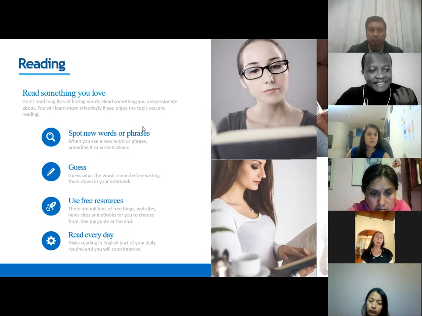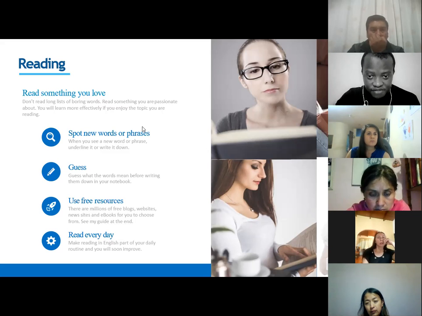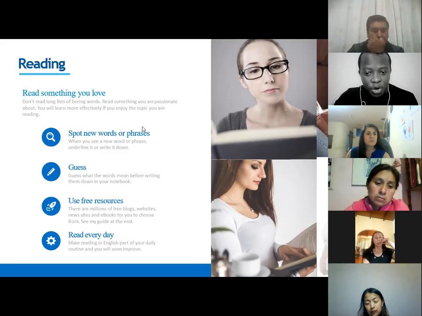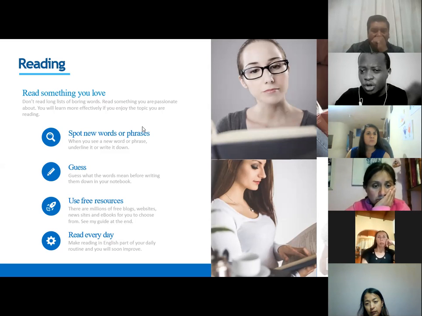Try to guess the meaning. If you cannot get the meaning in context, then you can check the dictionary. I would advise you to use either the Cambridge, the Oxford, or the Longman Dictionary. They are the most genuine dictionaries that I know. There are others, but those are some of the most genuine dictionaries.